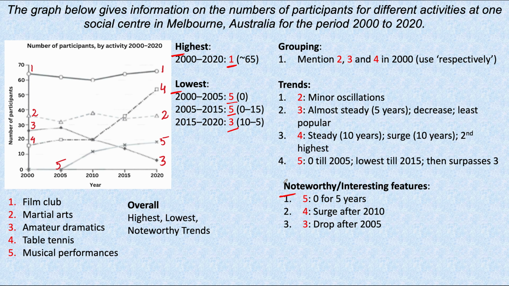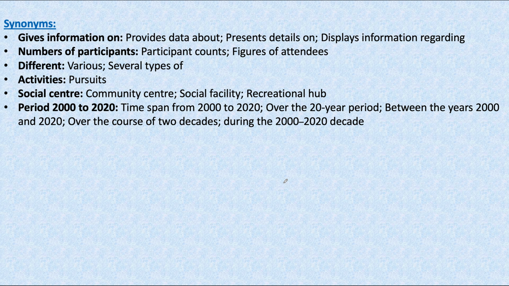Now let's check some synonyms for the words and phrases in the question. You can see them on the screen. You can replace gives information on with provides data about or presents details on. Number of participants can be changed to participant counts, and so on.